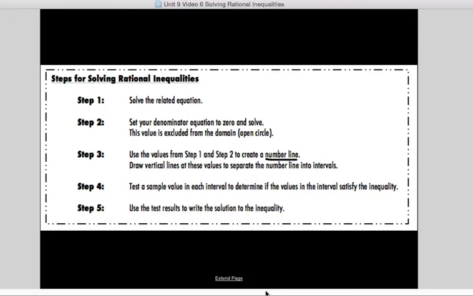Step 4 is to test a sample value in each interval to determine if it satisfies the inequality, and then step 5 is to actually write your solution to the inequality. A lot of steps, but let's work through it using example 1.